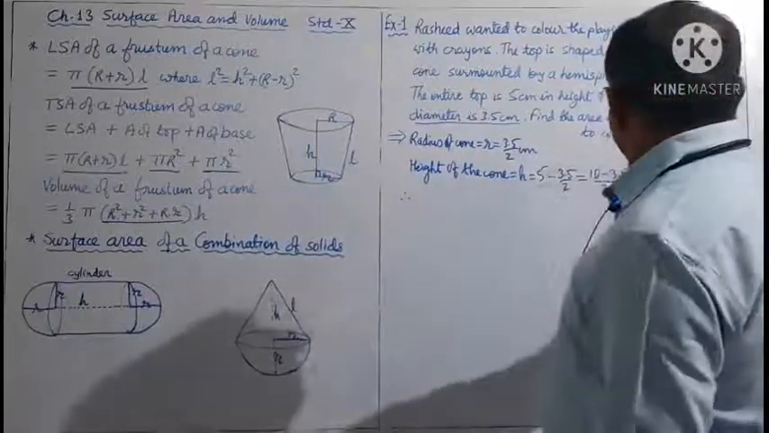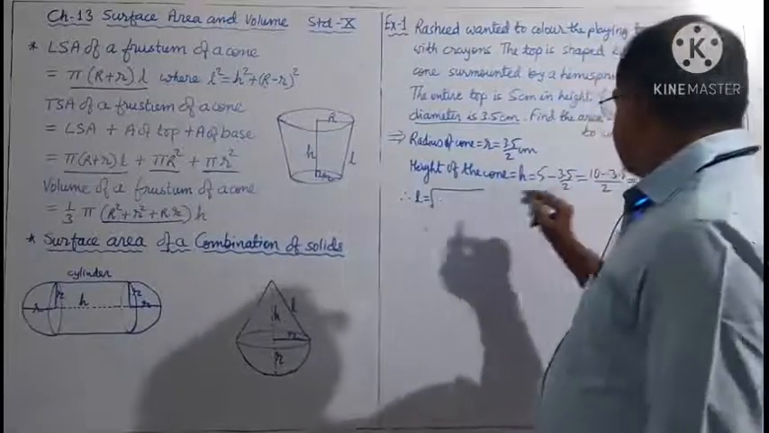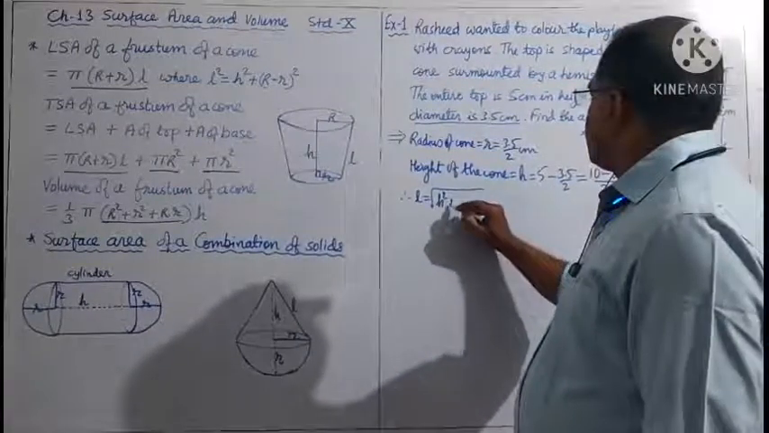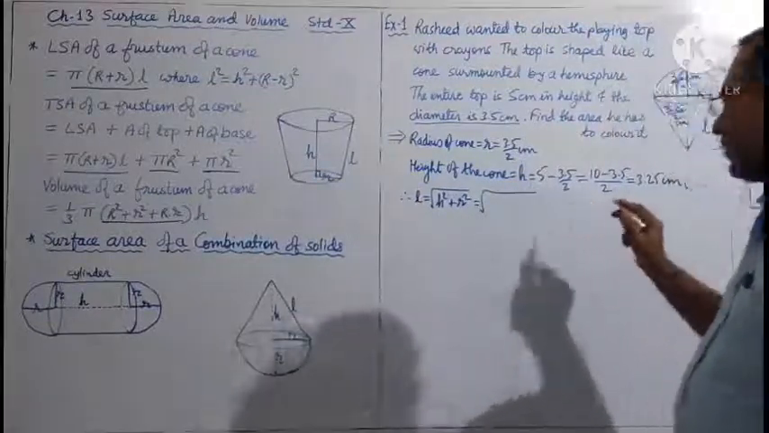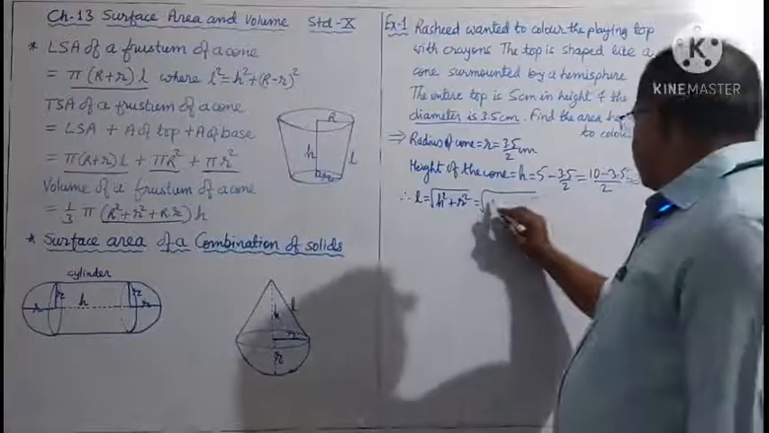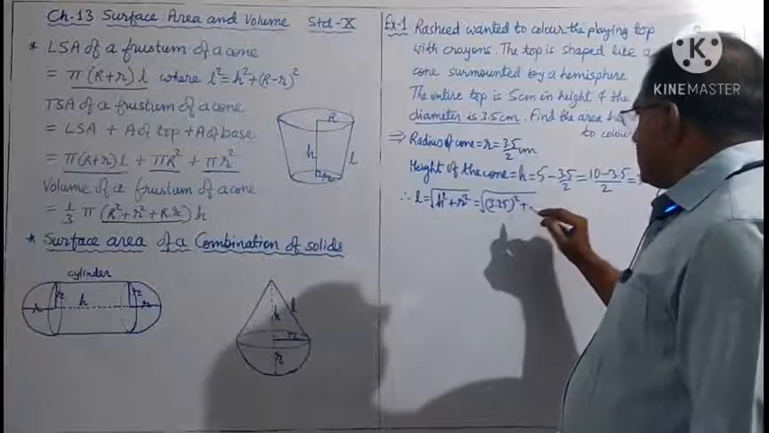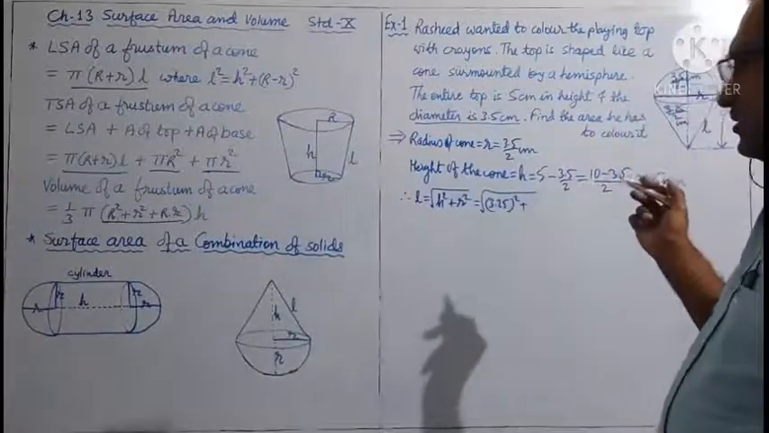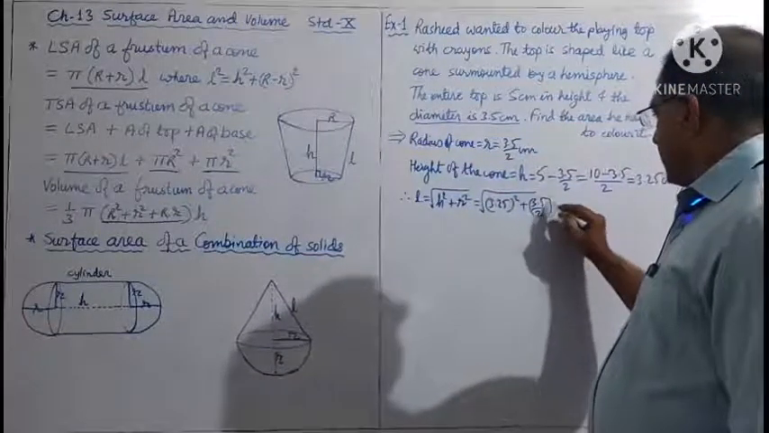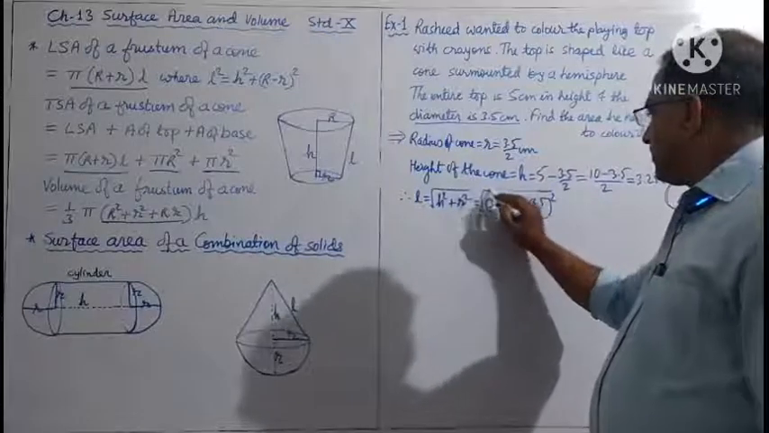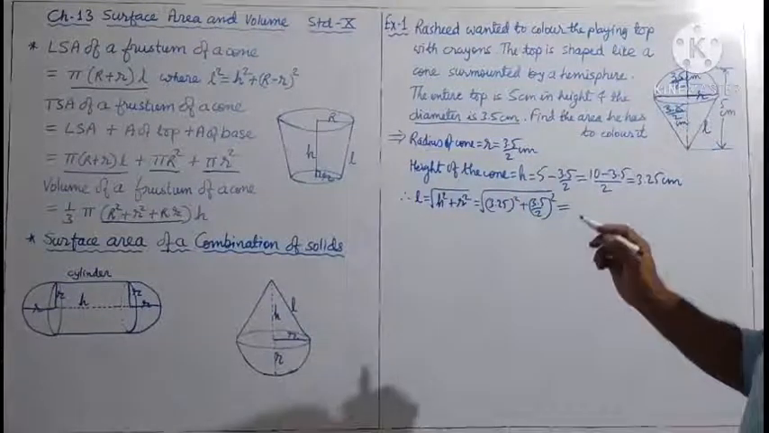Therefore here we can find the slant height of the cone, and that is L equal to square root of height square plus radius square, and that is equal to square root of, so what is the height here? Height is given 3.25 whole square plus radius. What is the radius here? You can see the radius is 3.5 divided by 2 whole square. So let us find out the solution for this. So we will get the slant height. So now you can see 3.25.